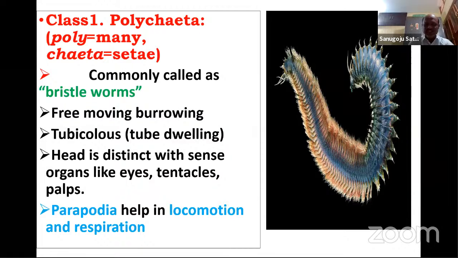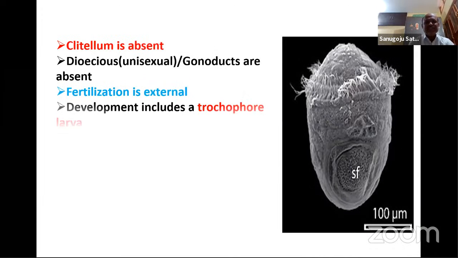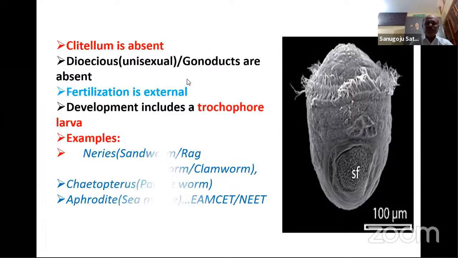After Polychaeta, the Polychaeta having many setae on it, and the clitellum is absent. Dioecious and unisexual, gonoducts are absent. Fertilization is external. Development includes a trochophore larva. You have to concentrate on these examples, children.